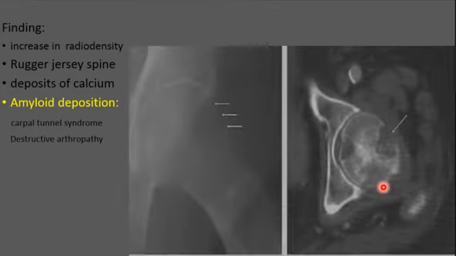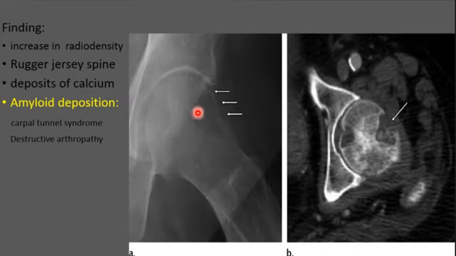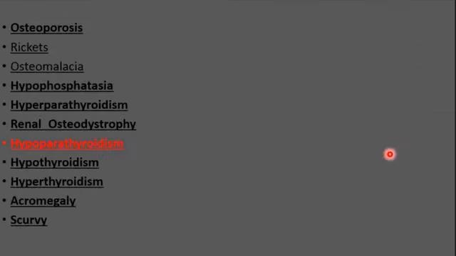Another one is amyloid deposition, which can lead to carpal tunnel syndrome and destructive arthropathy. As we see here, there is a lytic lesion causing destructive arthropathy at the head of the femur and partially involving the neck. Also due to amyloid deposition in the end-stage of renal osteodystrophy.